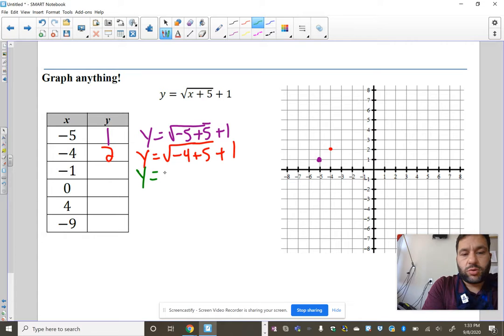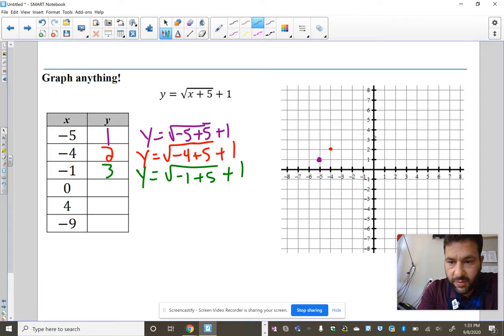Y is equal to the square root of negative 1 plus 5, plus, I screwed up here. I should not have the radical go that far. Plus 1. Negative 1 plus 5 is 4. The square root of 4 is 2. Plus 1 gives us 3. Starting to see a little bit of a pattern here. So now negative 1, 3. Okay, now 0.